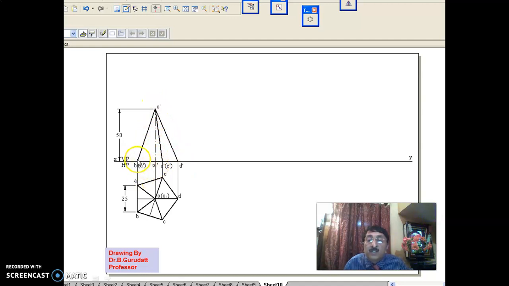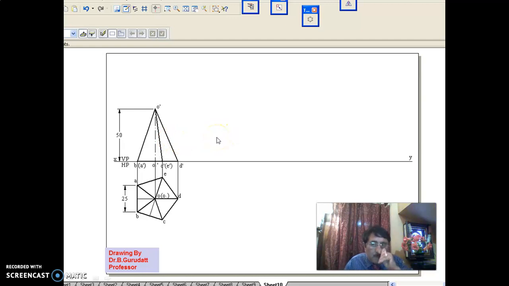Now count the number of edges. Since it is a base here, there are 5 edges here, plus 2 edges here, that is 2 slant edges overlapping, OB and OA. 2 slant edges here overlapping, and plus 1 slant edge here. 5, 2, 2 and 1, totally amounting to 10 edges.